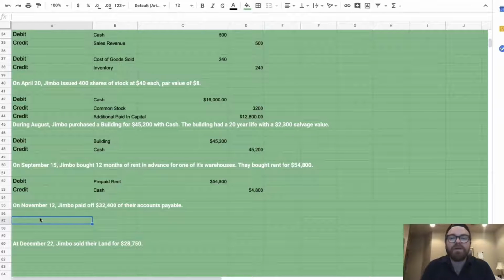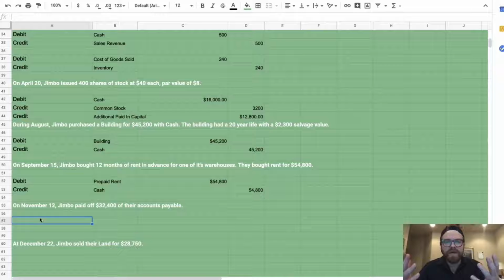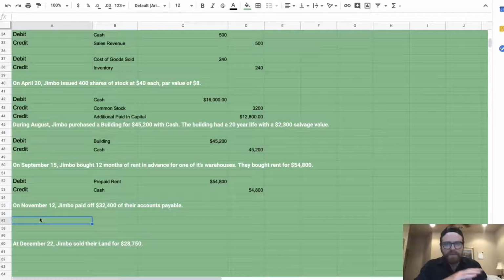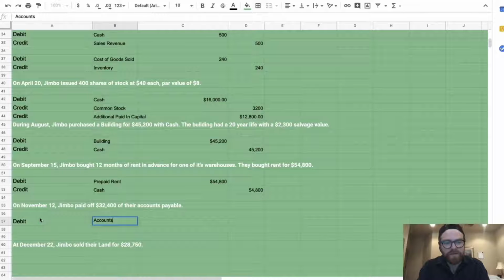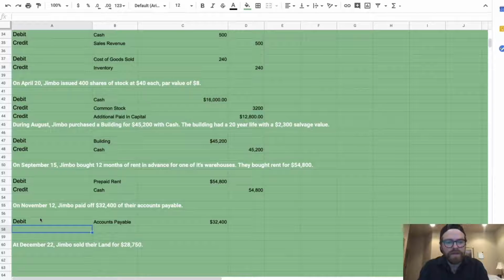They had accounts payable on the books, so now they're paying off some of that. So here's the tricky part. Accounts payable is naturally a credit. So when you increase accounts payable, which is a liability, you credit it. But now you're paying it off. So to pay it off, you do the opposite. You're going to debit it and not credit it. So we're going to debit here accounts payable for $32,400, and we paid it off.